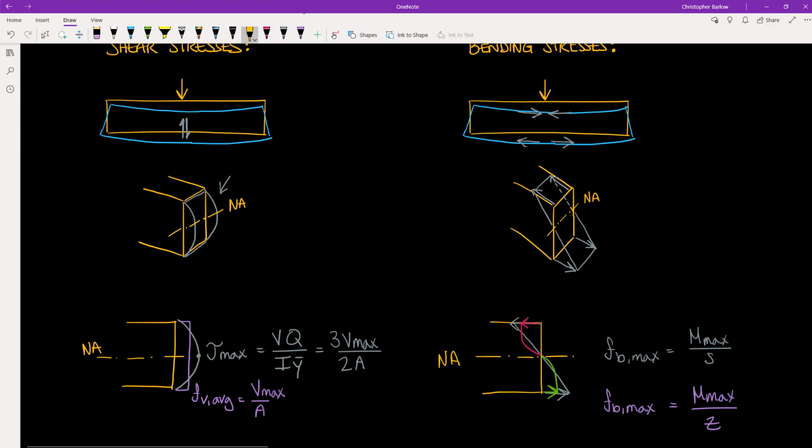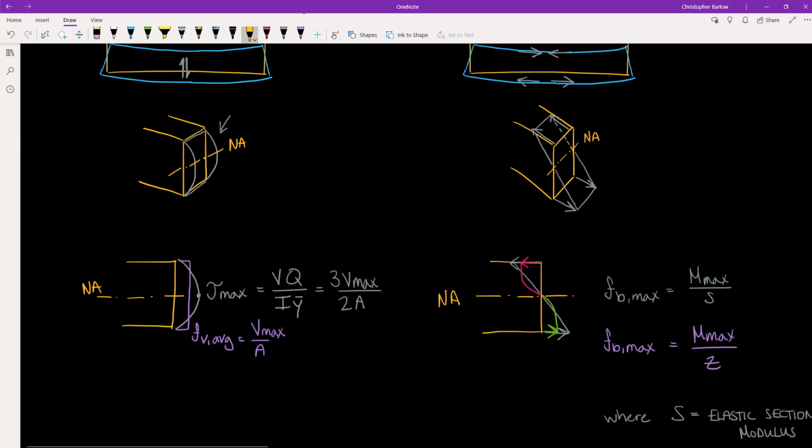And the formula to define that maximum shear stress is given by this formula here, which looks a bit complicated, but for a rectangular section it can be simplified to 3 times the maximum shear force over 2 times the cross-sectional area. For a wide flange beam, however, this formula would get more complicated. But don't worry, we're not going to be using this complex formula for this course.